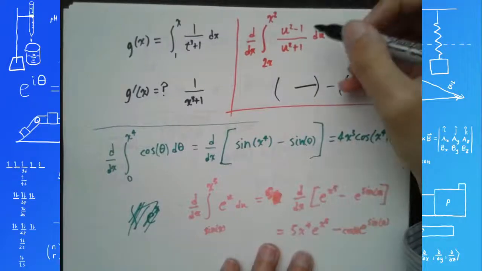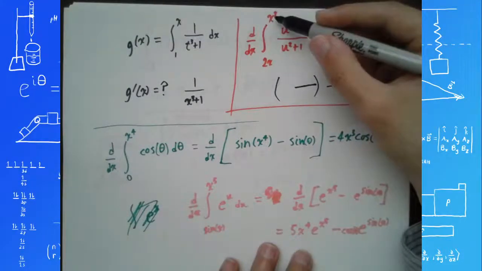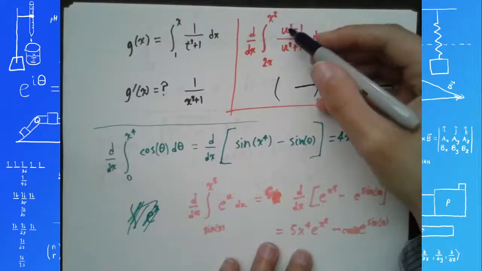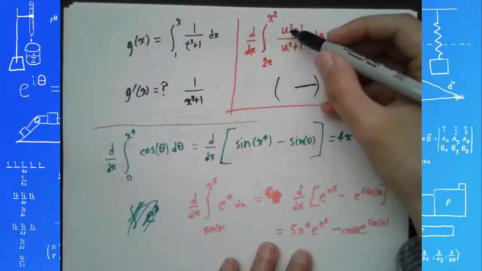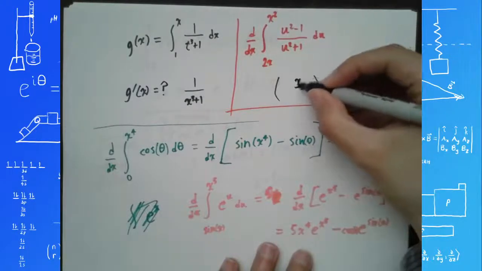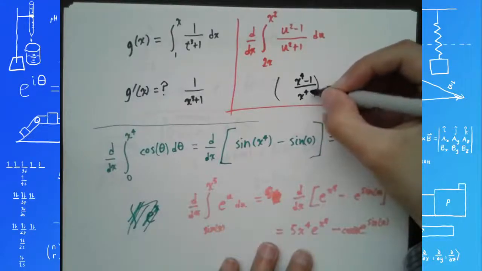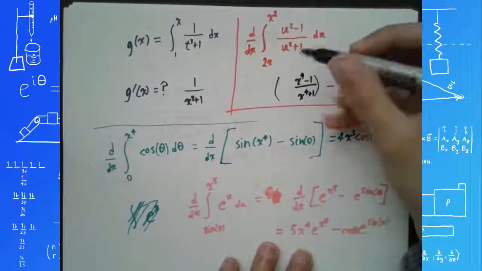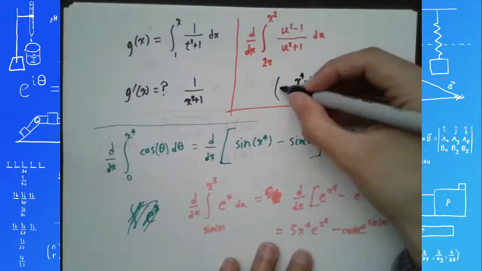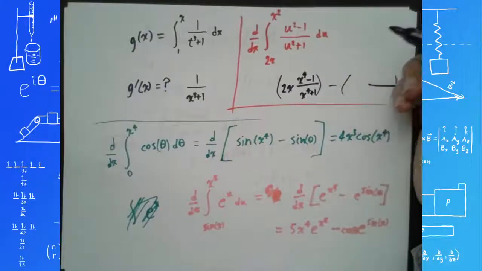So you've got u squared minus 1 over u squared plus 1 with the x squared substituted in for u. X squared squared is x to the fourth, so x to the fourth minus 1 over x to the fourth plus 1 times the derivative of x squared, which is 2x. So that's for the upper bound part.